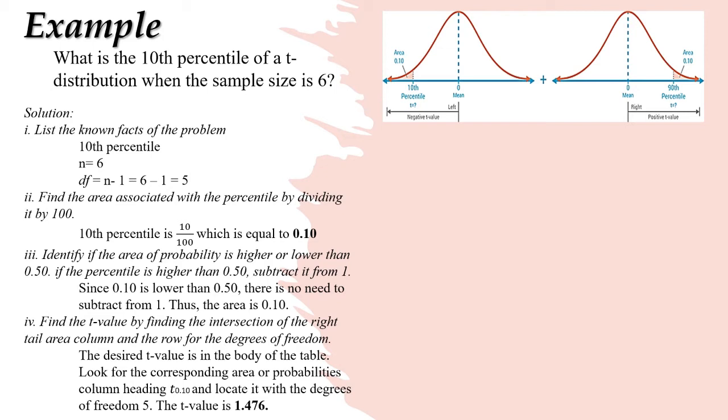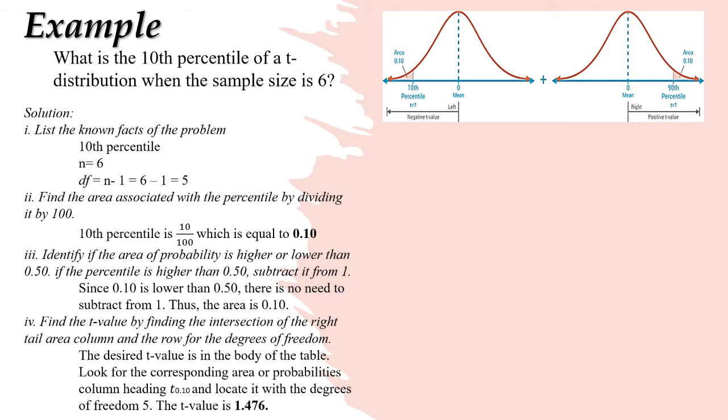Third step, identify if the area of probability is higher or lower than 0.50. If the percentile is higher than 0.50, subtract it from 1. Since 0.10 is lower than 0.50, there is no need to subtract from 1. Thus, the area is 0.10. Fourth step, find the t-value by finding the intersection of the right tail area column and the row for the degree of freedom.